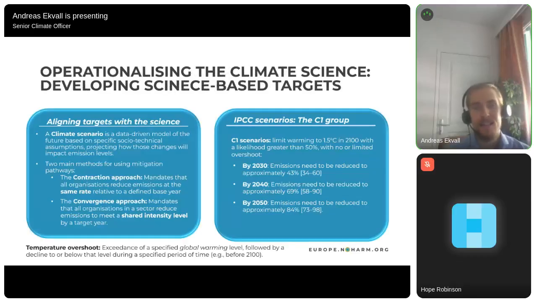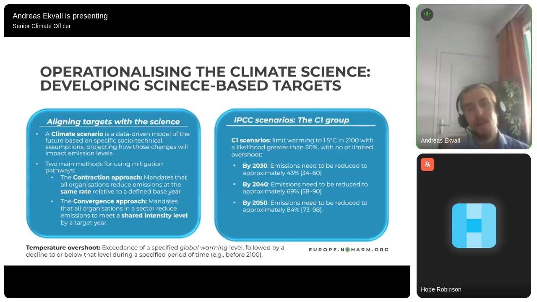Now let's look at how we actually set and develop target trajectories aligned with a net zero status by operationalizing the climate science. To start, we need to understand what a climate scenario is. Essentially, it's a data-driven description of the future based on distinct assumptions about technical and socio-economic developments. These assumptions are processed through complex models to project how human activities will lead to emissions and subsequent global warming. These models give us pathways that will keep the world inside the Paris Agreement.